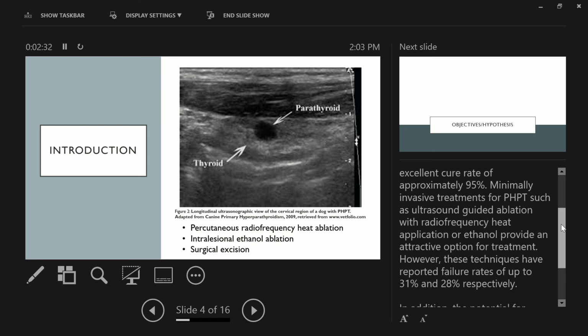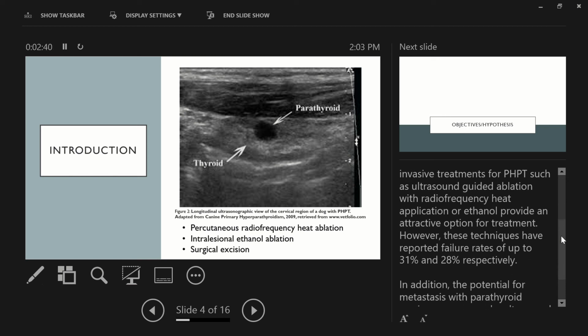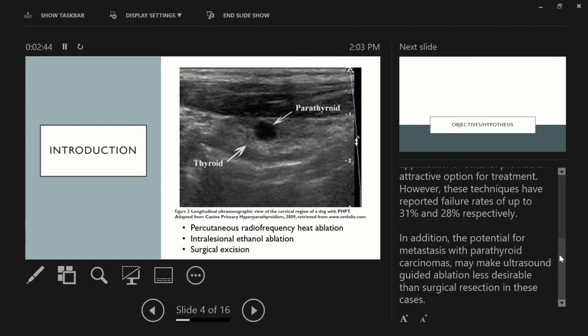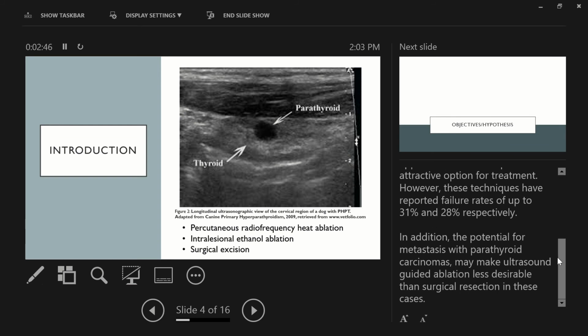There are other techniques as well, so there are minimally invasive techniques for primary hyperparathyroidism, such as ultrasound-guided ablation with radiofrequency heat application or ethanol, to provide an attractive option for treatment, especially since they're minimally invasive. However, these techniques have reported failure rates of up to 31% and 28% respectively in some studies. In addition, the potential for metastasis or more invasive pathology with a parathyroid carcinoma may make ultrasound-guided ablation less desirable than a surgical resection that could potentially be more curative in those cases.